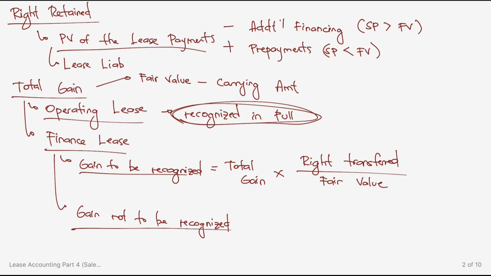So, sir, what you taught earlier was only the right retained. Where did this right transferred come from? Well, right transferred is equal to the fair value minus the right retained. This means you first need to know how much the right retained is, and then deduct it from the fair value in order for us to compute the right transferred.